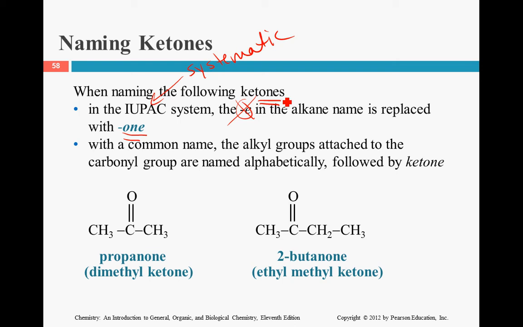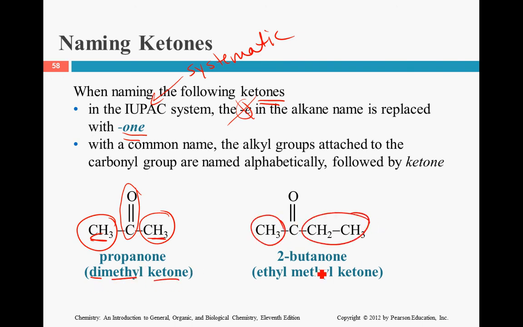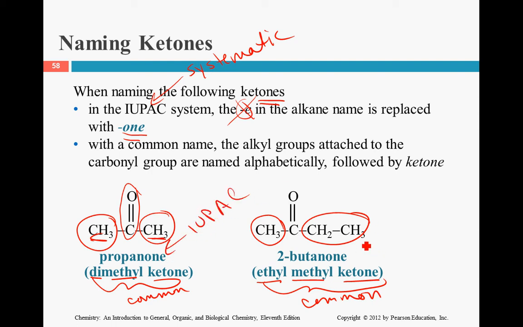There are a couple with common names, and that's referring to what's on either side of the carbonyl. So there's a methyl here and a methyl here, dimethyl ketone. There's a methyl here and an ethyl here, alphabetical, ethyl methyl ketone. So they look at these as if they're substituents coming off of the carbonyl. So these are the common ones in parentheses. The systematic name, the IUPAC, is on top, and it's just like what we're used to seeing.